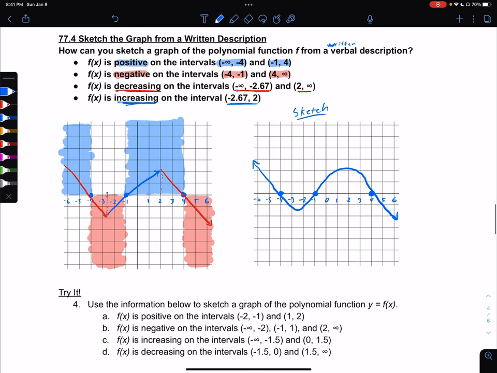Think of it as your rough draft. So we'll call this our rough draft. Try the try it problem and see if that makes sense. Remember, your positive and negative intervals will give you the x-intercepts, and the increasing and decreasing intervals will give you when the graph is going up and when it is going down. Good luck.